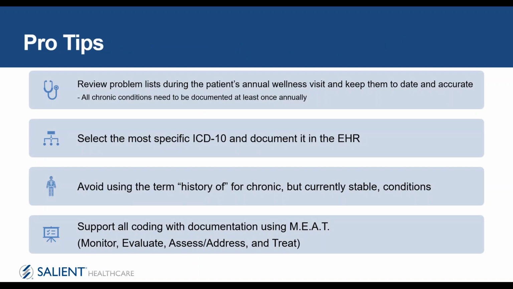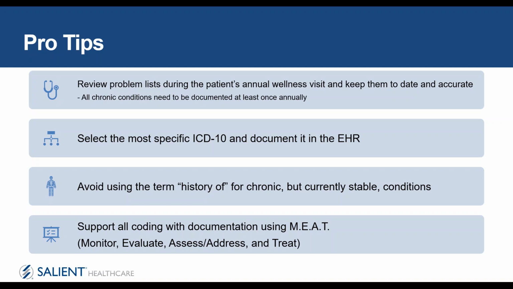So we've had a lot of experience working with ACOs across the country and wanted to share best practices and pro tips with you today based on those experiences. First, as we previously discussed, you'll want to use the annual wellness visit to review problem lists and keep them up to date and accurate. Even if you documented a code last year, it's important to document chronic conditions at least once annually.